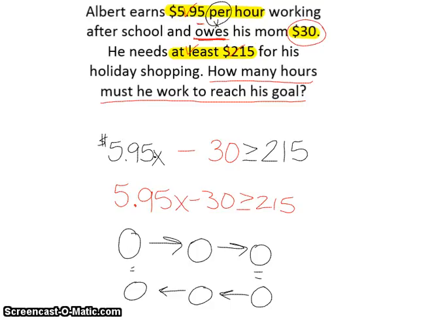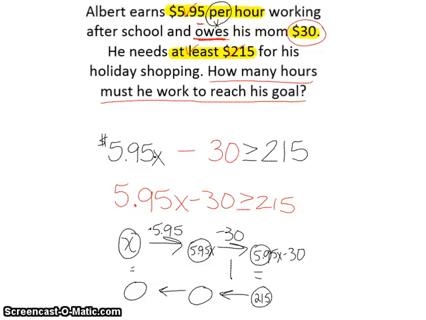So in my first bubble I put that variable, which is x. With that x, I know that I'm multiplying $5.95. And x times 5.95 is 5.95x. And then I'm subtracting 30. 5.95x minus 30 is just 5.95x minus 30. And then that's all equal to 215.